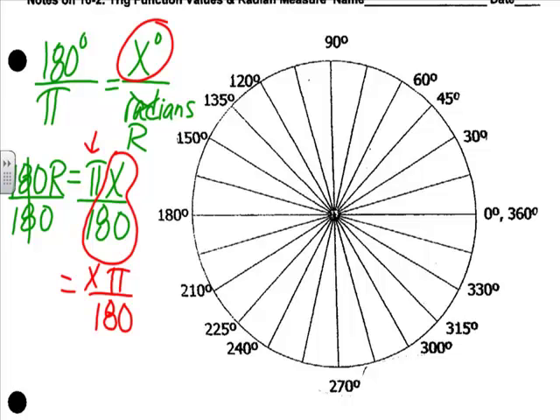So let's start at 0. So 0 degrees would be the same as 0 radians. 360 degrees would be the same as 2 pi radians, going all the way around, because halfway around would be pi radians.